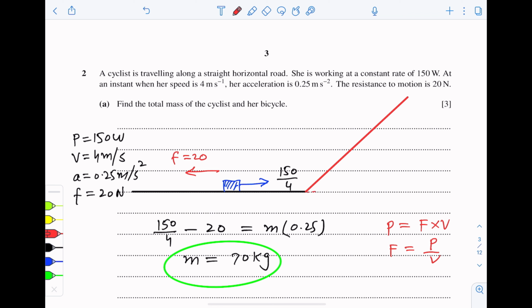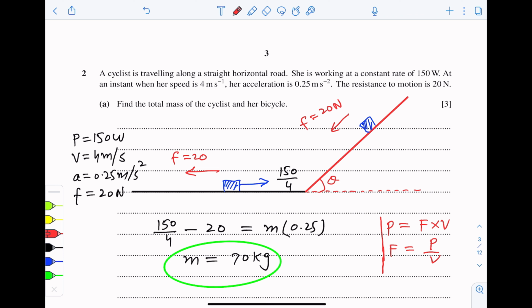Making an angle theta. Now the cyclist is climbing up. Friction is against the movement, in the opposite direction. F is equal to 20 Newton.